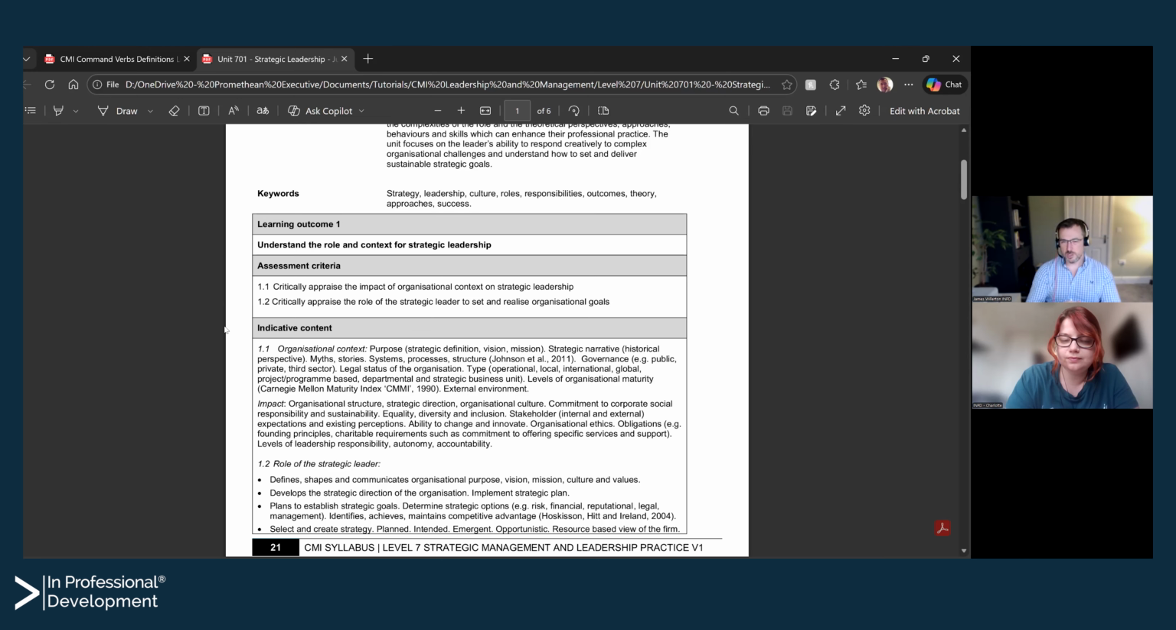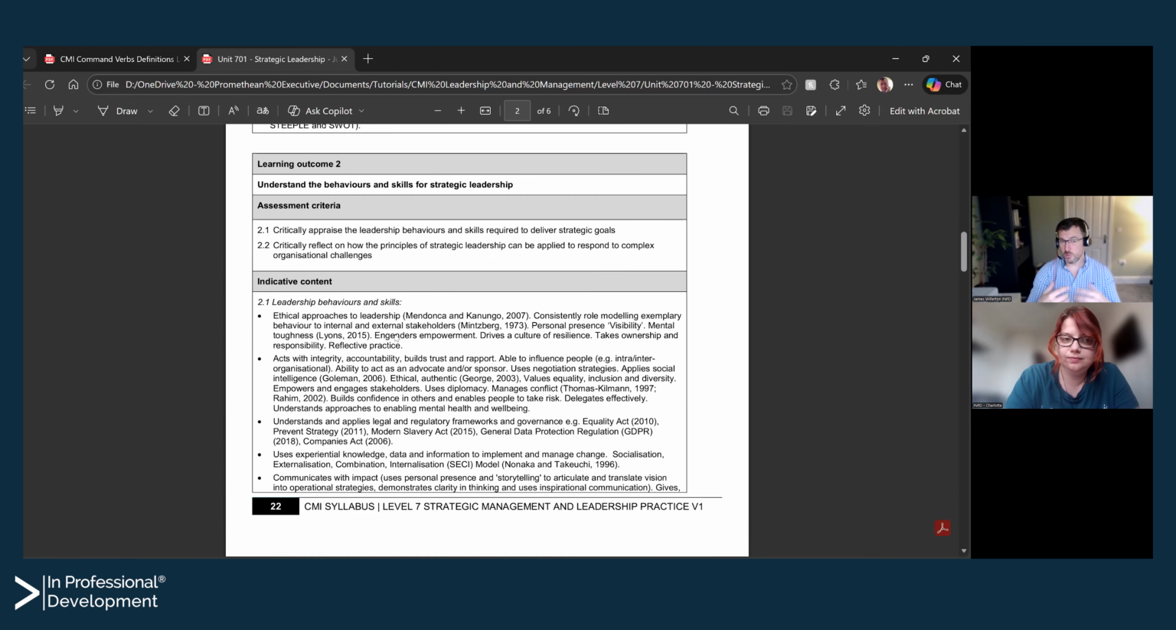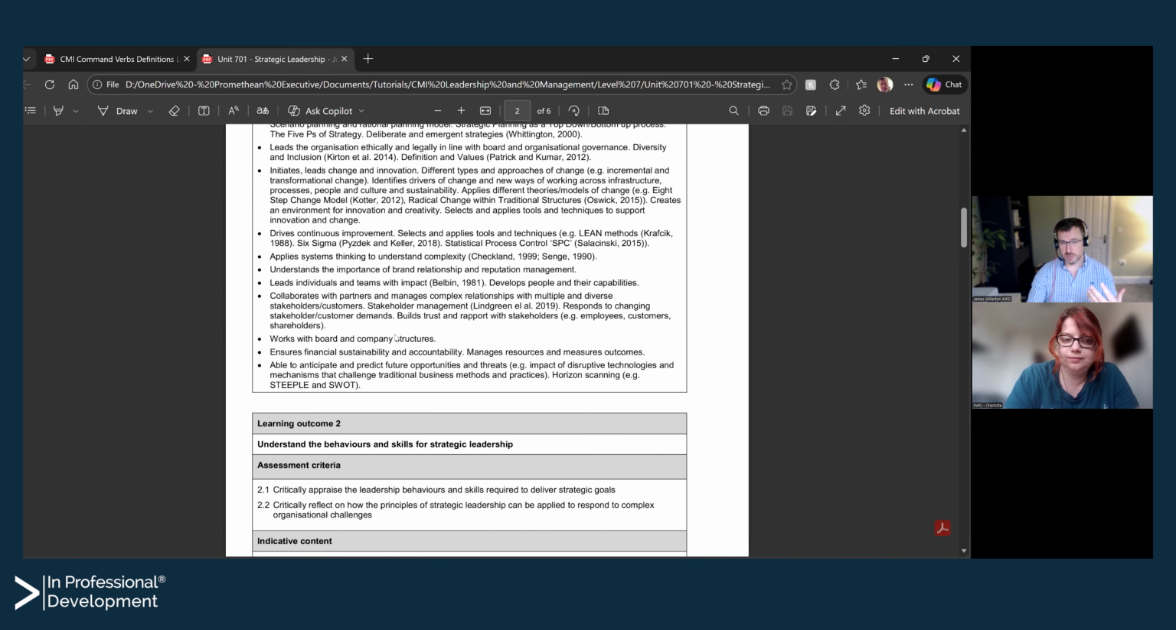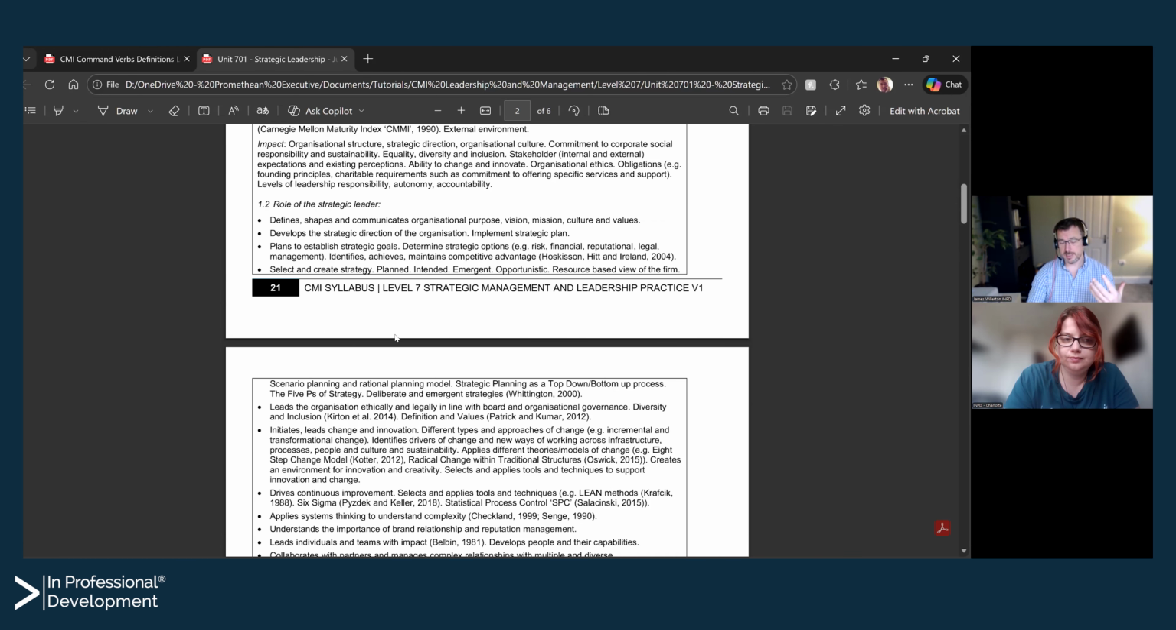If we go further down then to the second learning outcome, we're now going to work to understand the behaviors and skills for strategic leadership. Having looked at the context, and some of their roles and their impacts on organizations, we then take a look at, okay, what would they need to understand and be able to do? And so in 2.1, we're going to critically appraise the leadership behaviors and skills required to deliver strategic goals.